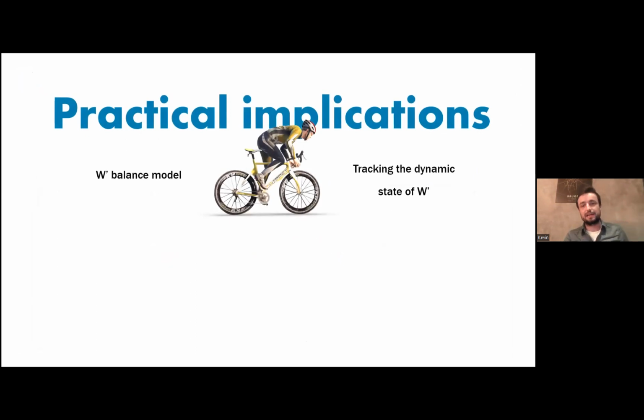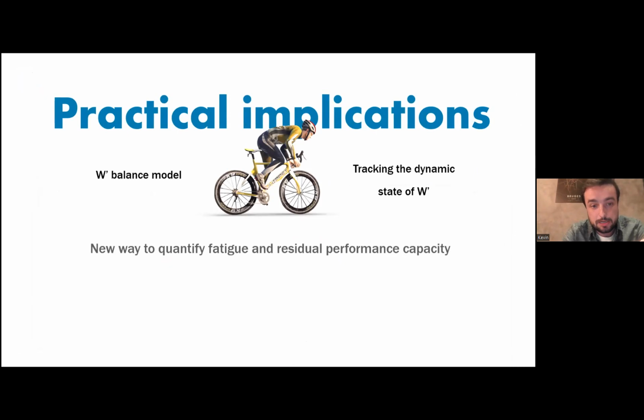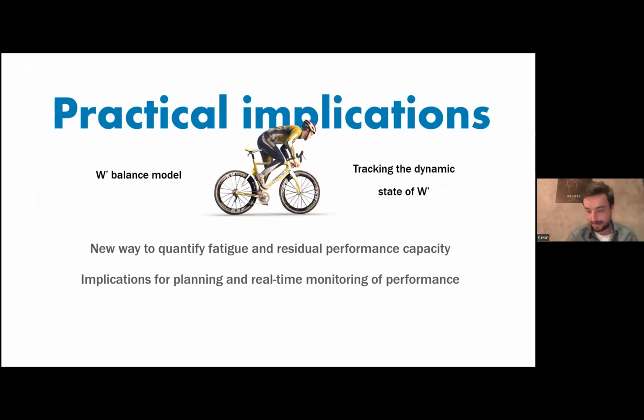Of course, the practical implications of such a model are quite big, and honestly, at the time, this model was kind of a new way to quantify fatigue and what you can call residual performance capacity. Because it would allow you at any time during training or races, if you know someone's critical power and W prime, and you have access to live data of the power output that the rider produces, if you use a power meter, for example, you could track or monitor that state of W prime through training or races.